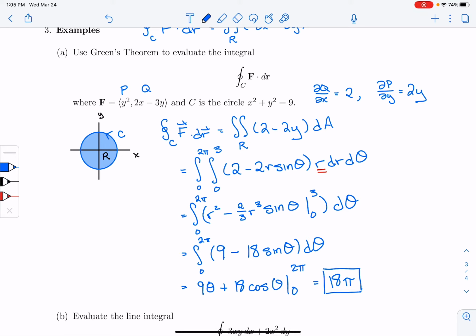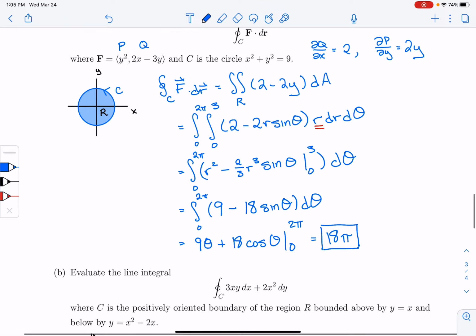And so this, even though I had to convert to polar coordinates, is a much simpler integral to do than to parameterize the curve C and then do the integral of f dot dr. Okay, let's do one more example.